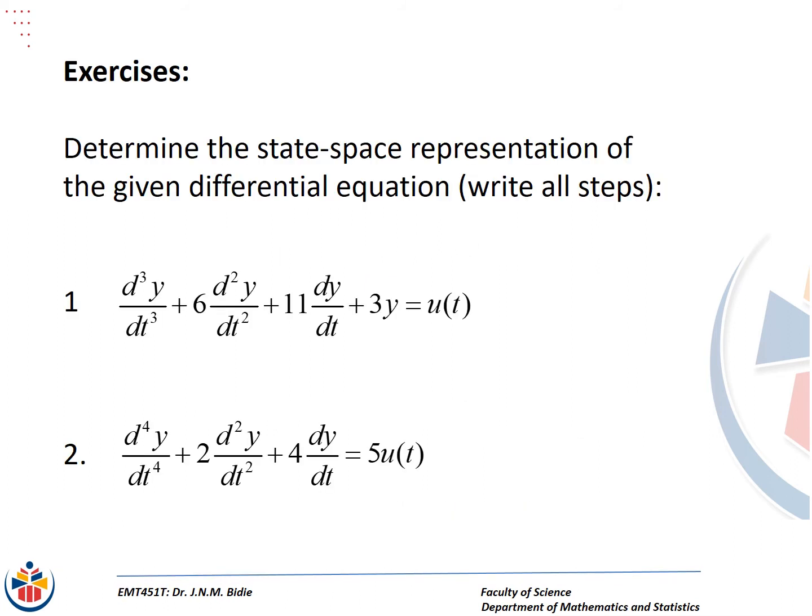Here are some exercises that you can attempt. All of them are looking for the state space representation, and note all steps are required. I can simply say, number one, you will have three state variables. Why? We've got the third derivative. You'll have x1, x2, and x3. In number two, you'll have four, because the highest derivative is the fourth derivative. Attempt this and let's see what you will get.